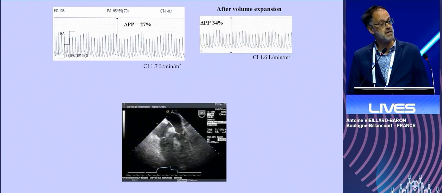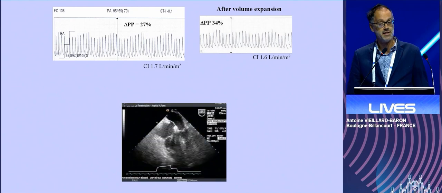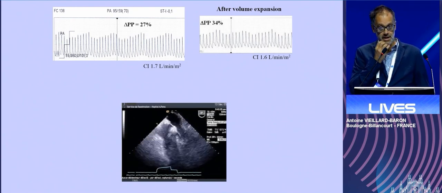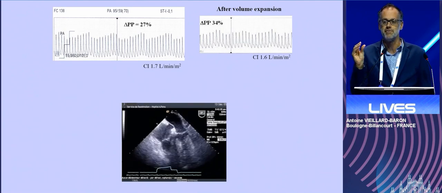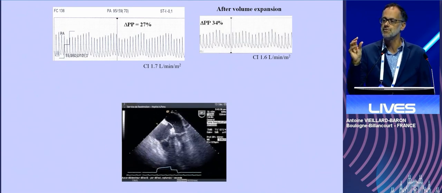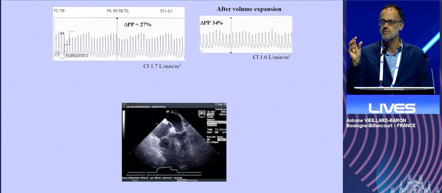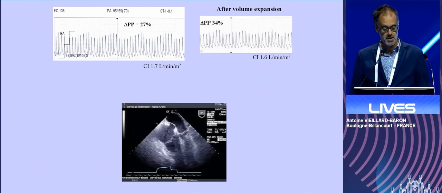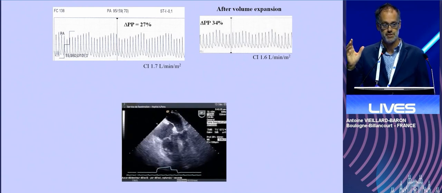But look at how was the echo before fluid expansion. This is TEE, this is a mid-esophagus view. Look at how the RV was dilated, completely compressing the LV. So, okay, the LV was underfilled and the LV was preload responsive, but the right ventricle was absolutely not preload responsive, and the pressure inside the right heart was very elevated.